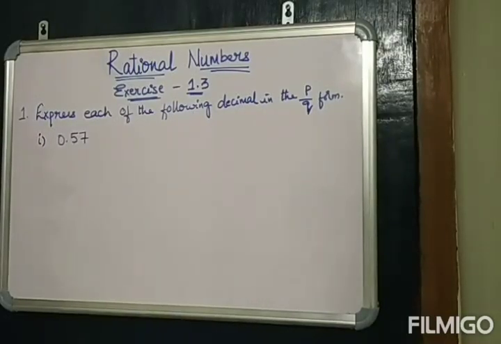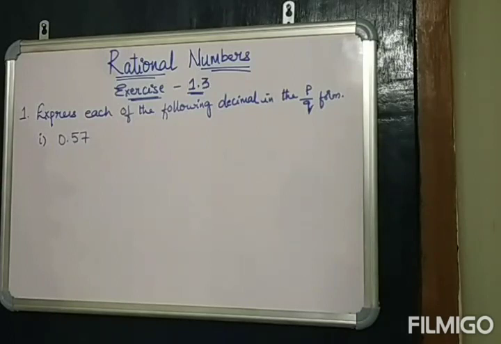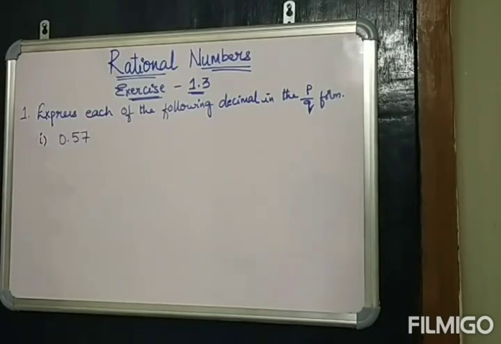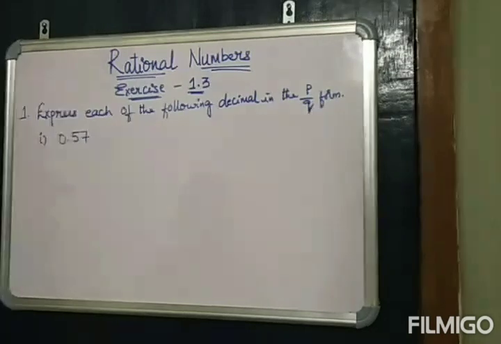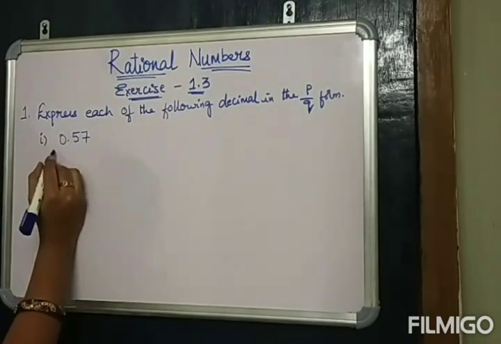In this session, we are going to discuss rational numbers. Exercise 1.3. The question is, express each of the following decimals in p by q form. We have to convert these decimals into p by q form.